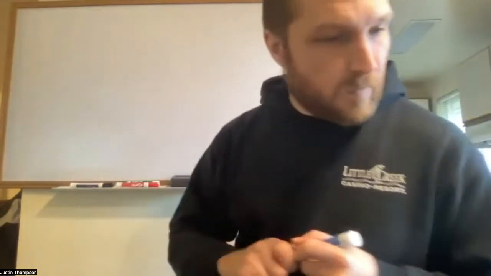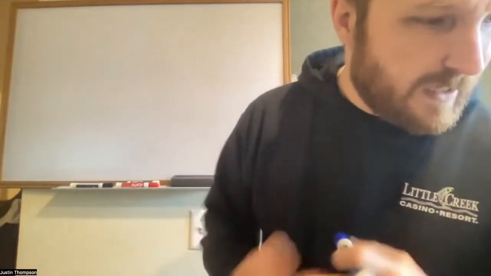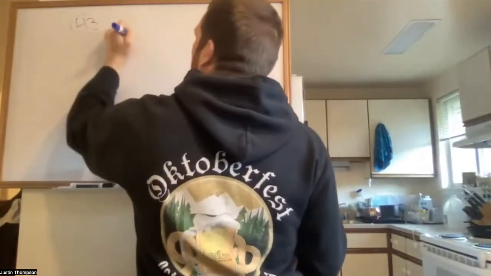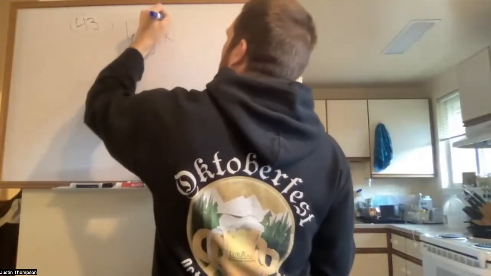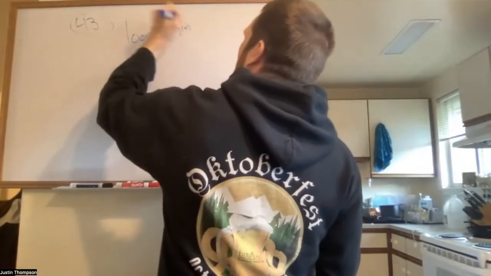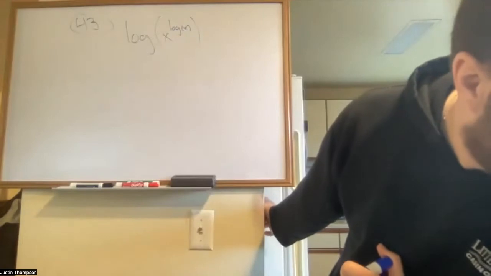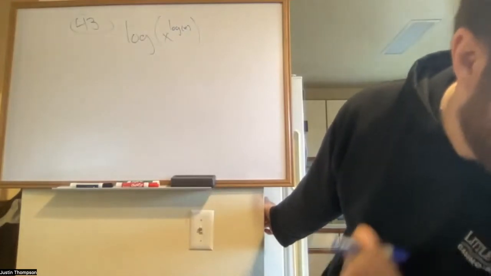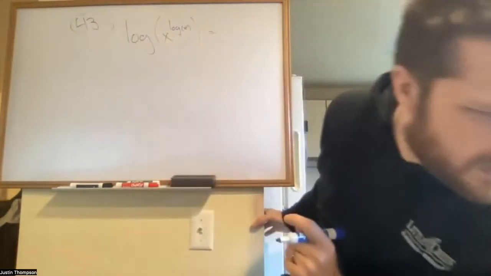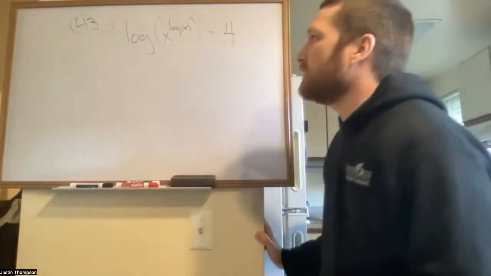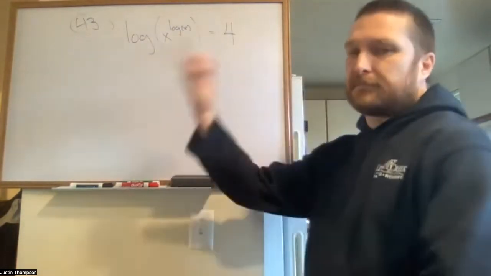So this is from homework number 43. When I see this, my instinct is to do the following. So this is log of, let me make sure I got this right, log of x to the log x equals 4. My instinct is to just start undoing stuff.